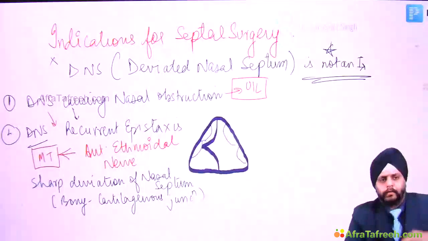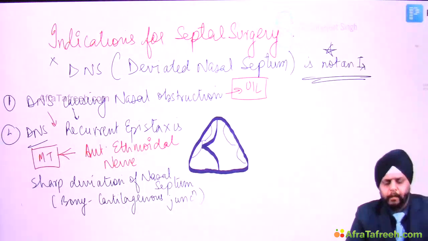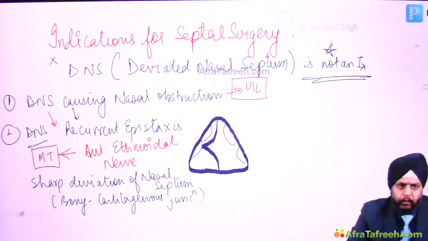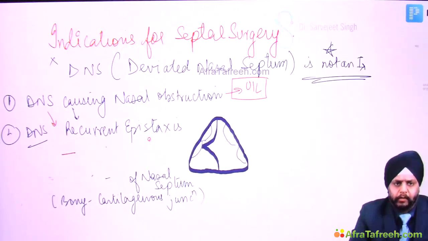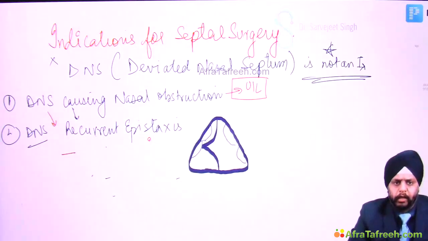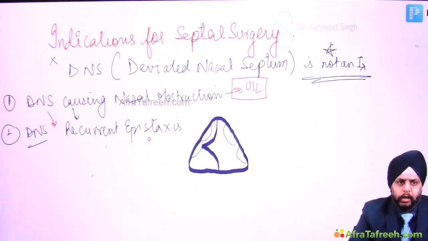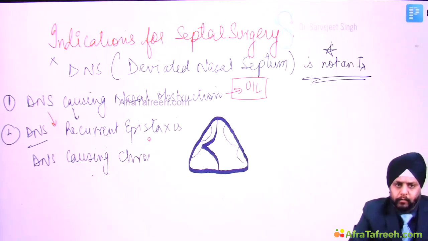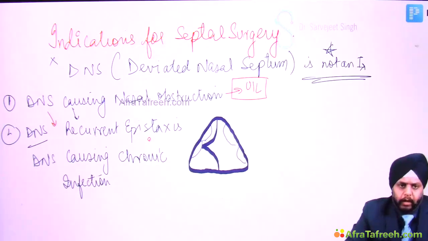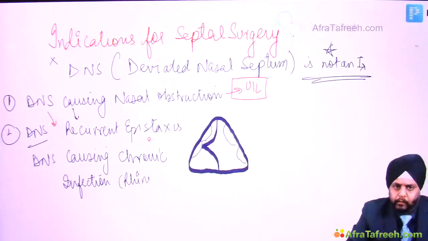So let's come back to the indications for septal surgery. There are two indications that we have studied. Number one, DNS causing nasal obstruction. Number two, DNS causing recurrent epistaxis. And number three, we have DNS causing chronic infection. Chronic infection of the nasal cavity, that is rhinitis.